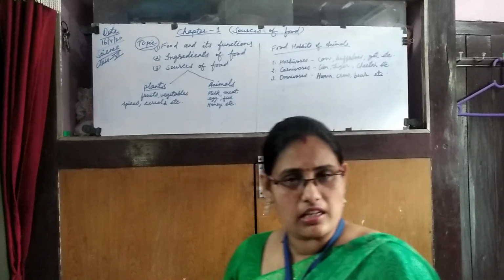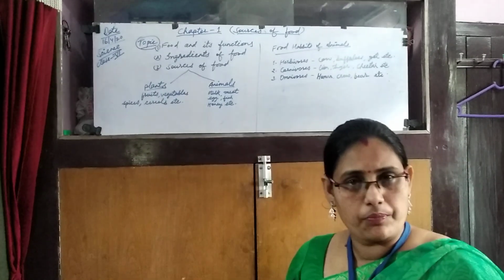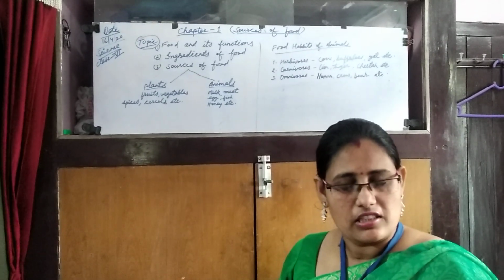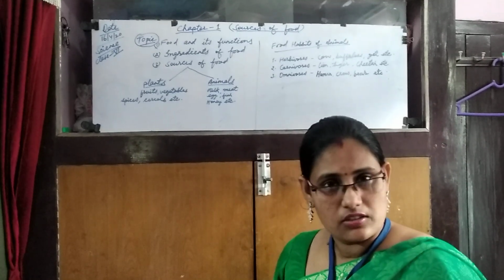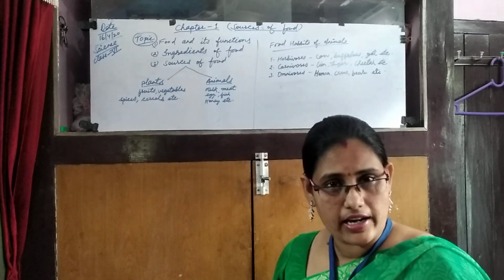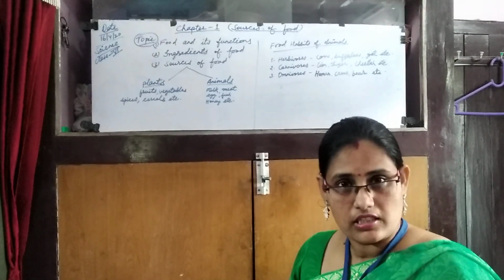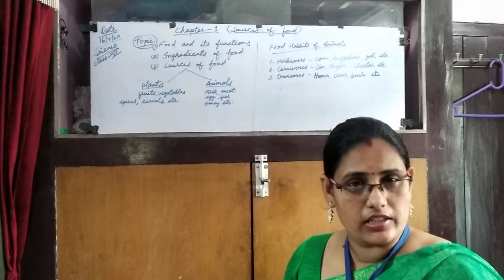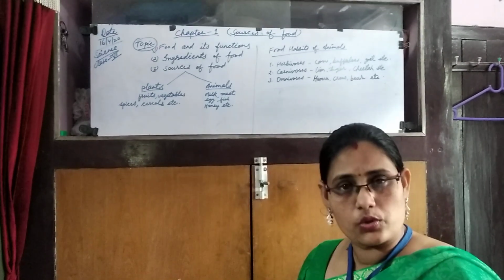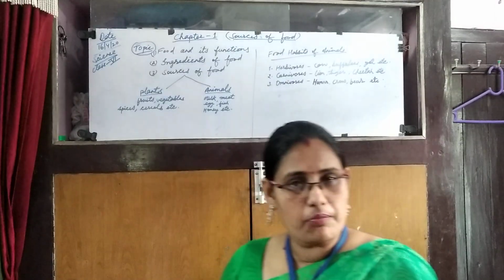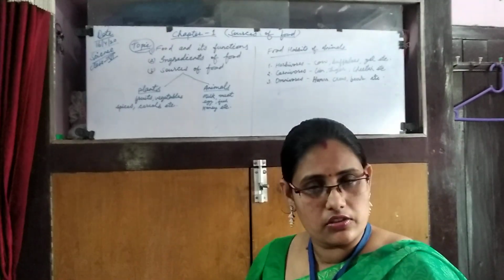Suppose the next example, I am going to prepare kheer. To prepare kheer, we need milk, sugar, rice and some dry fruits. These are all known as ingredients of a dish. So, ingredients are those substances which combine to make a particular dish.